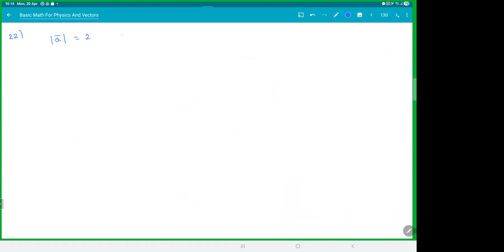Let's say mod A bar is 2, mod B bar is 3. And let's say the angle between them is 60 degrees. Find mod 2A bar minus B bar. I don't want A plus B. I want mod of 2A minus B. Let's see how you approach that.